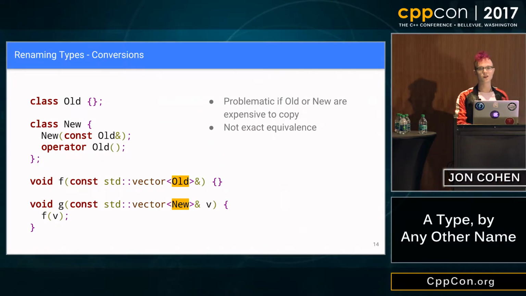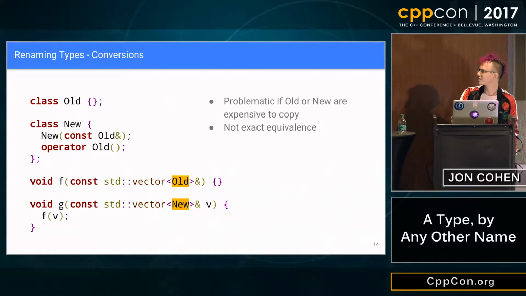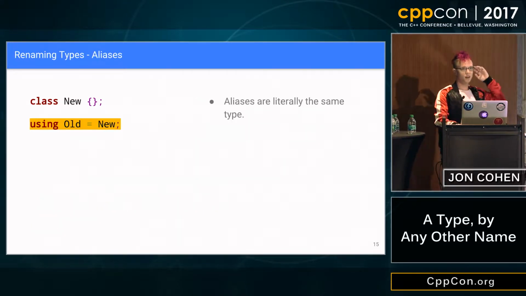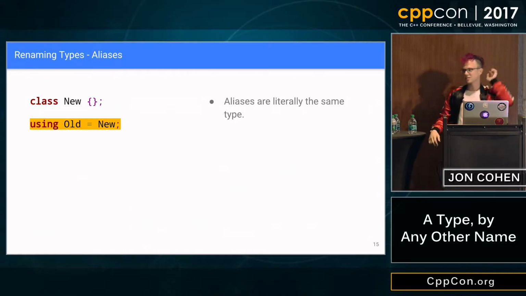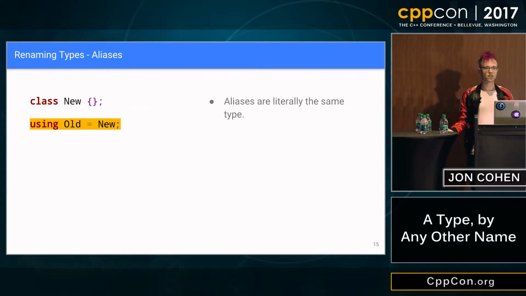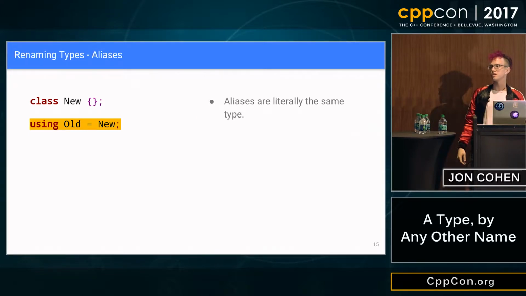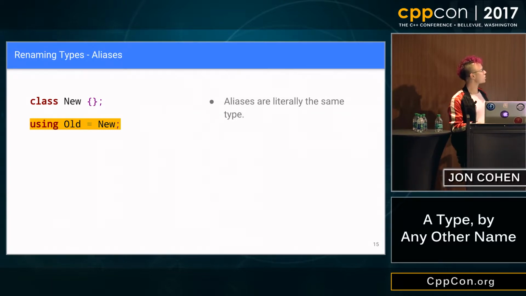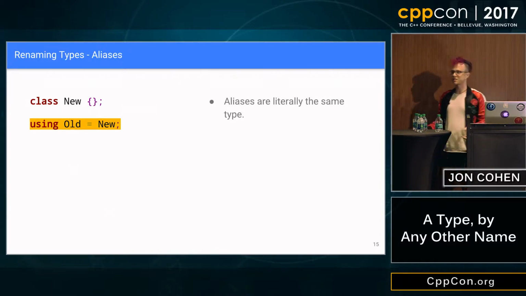But we do have a tool to do what we want to do, and this is what I'm going to be talking about a lot for the rest of this talk, which is aliases. People use aliases a lot. They're typically used to just give things new shiny names. I'm going to try and convince you that aliases are a lot more powerful for software engineering over time than that. They're literally the same type. In this instance, old actually just doesn't exist in the type system.